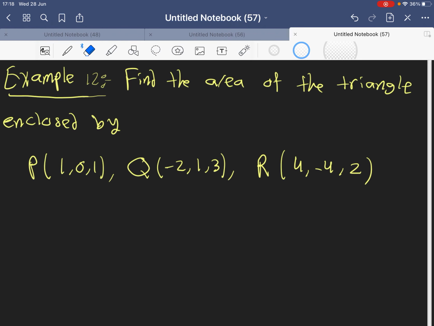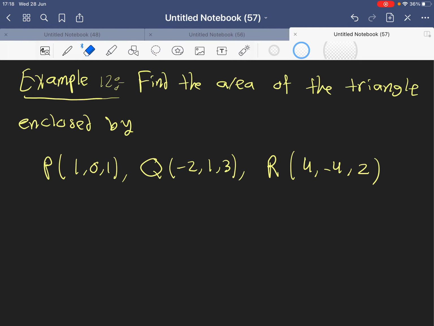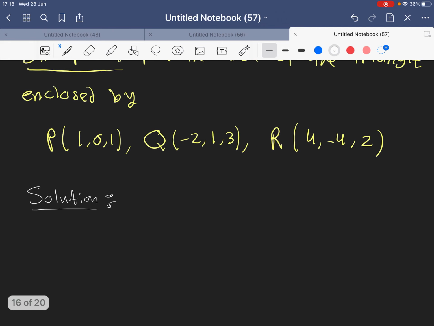Next example, example 12. In example number 12, we don't need to find the area of a parallelogram, we need to find the area of a triangle. So again, it would be a very good idea if we can have a little bit of drawing to figure out what we have and where we want to reach. So I have 3 points, they form for me a triangle, P, Q and R here. So I need to find the area of this triangle. However, if we look at this triangle, it is only half of a parallelogram.